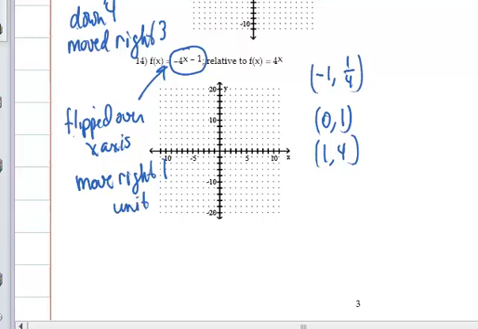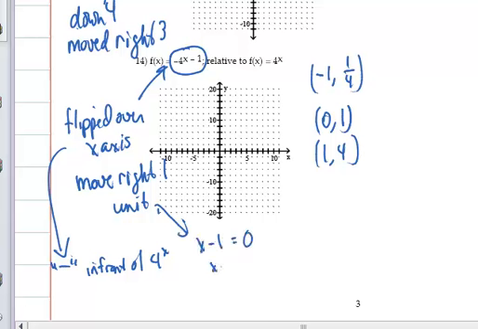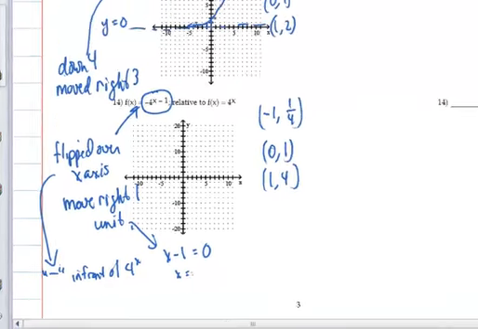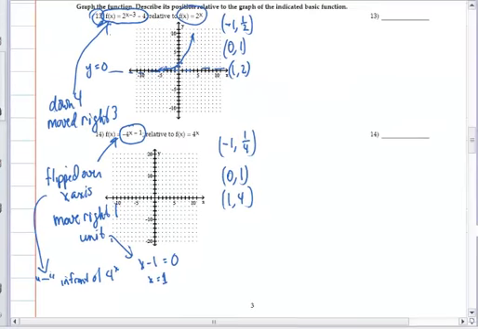because of the negative in front of 4 to the x, and this moves right 1 because when you take x minus 1 and set that equal to 0, you solve for x equals 1, which means the whole function moves to the right by 1.